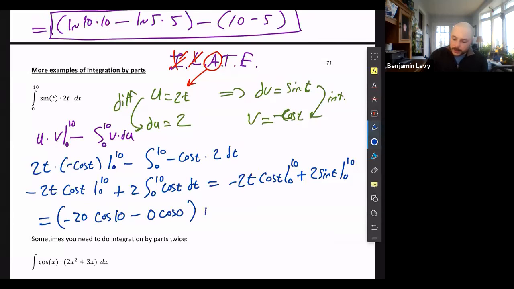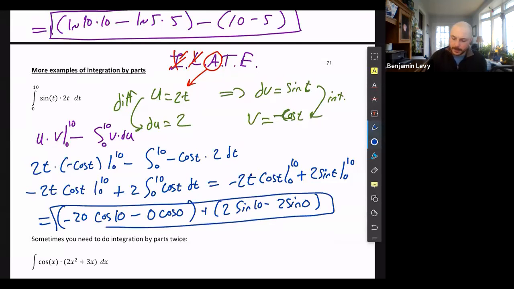And then the other one is 2 sine 10 minus 2 sine 0, which is also 0. That one's not actually that bad. Cosine 10, sine 10, we'll need a calculator for. I'm just going to leave it like that.